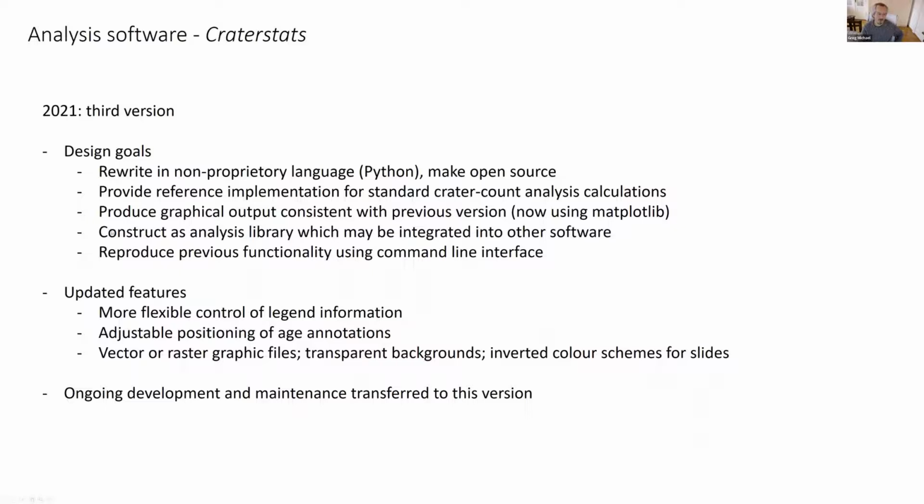So the new software, you saw that the old one had this kind of GUI interface. The new software reproduces all that functionality using a command line interface. So this is really a stripped down but very pure version of the calculation part of the software. What's updated in the new version: it's got slightly better control of what you can put in the legends and what goes there, layout things, and it makes better quality graphics essentially in the end.